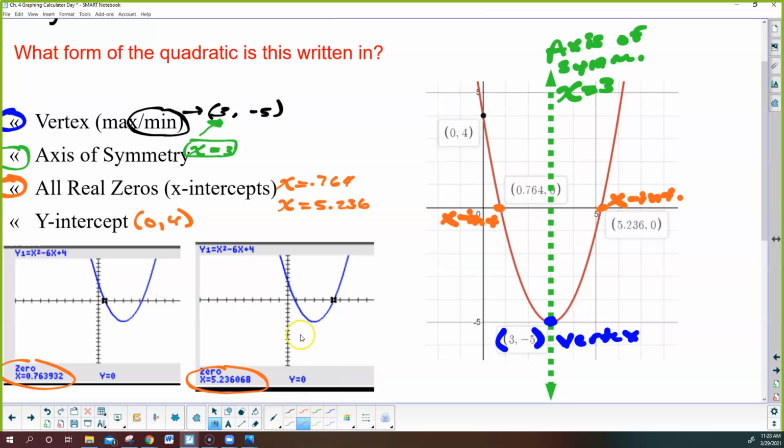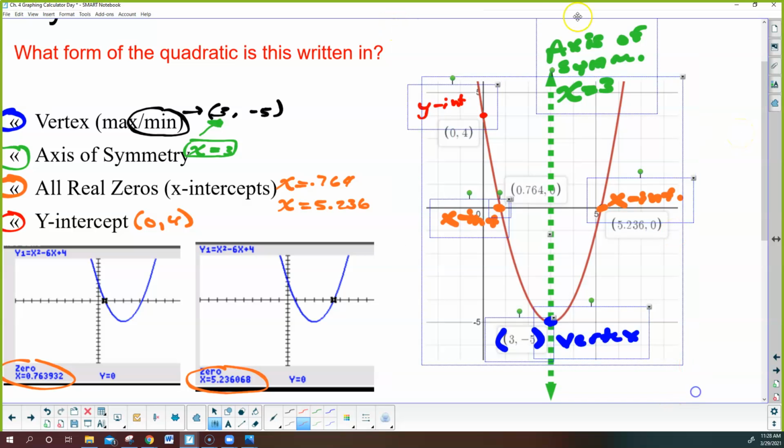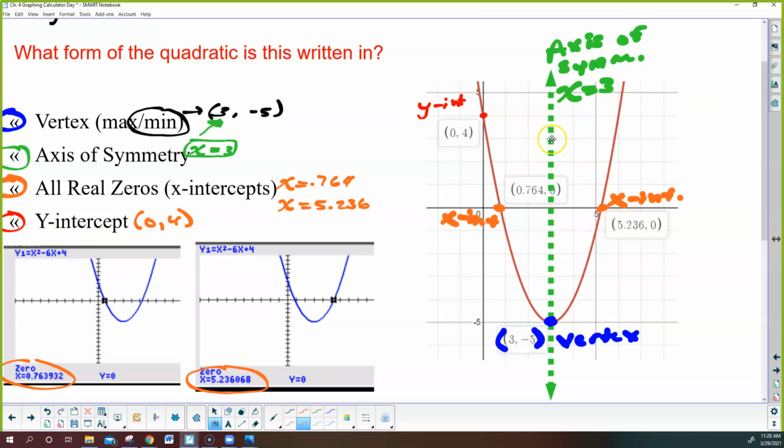Okay, and then the last one is you're going to graph the y-intercept right here. And you're going to label it (0, 4). So you should have an image that looks just like this for every problem in the in-class activity. Okay.